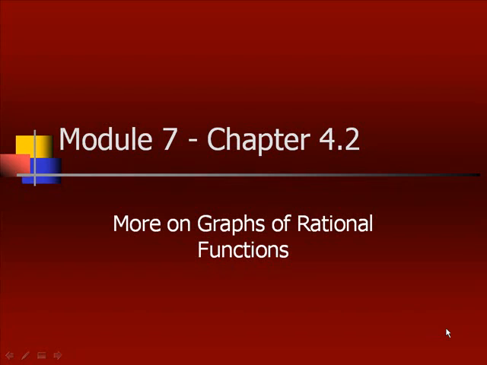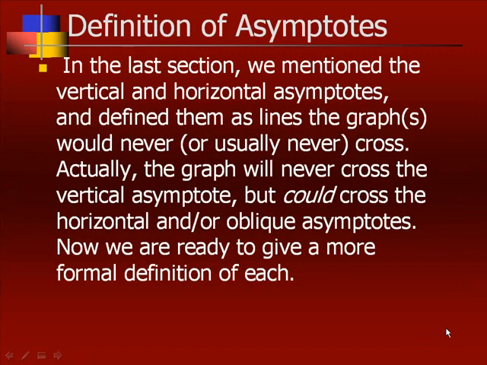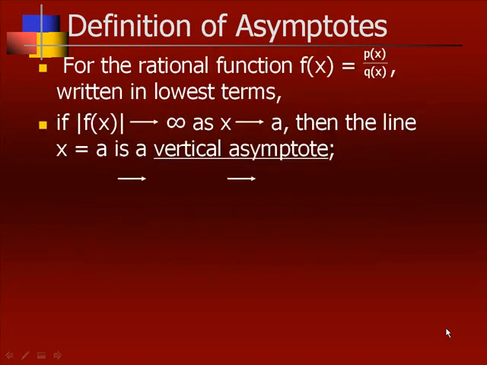Module 7, Chapter 4.2, More on Graphs of Rational Functions. In the last section, we mentioned the vertical and horizontal asymptotes and defined them as lines the graph would never or usually never cross. Actually, the graph will never cross the vertical asymptote, but it could cross the horizontal and/or oblique asymptote. Now we are ready to give a more formal definition of each.